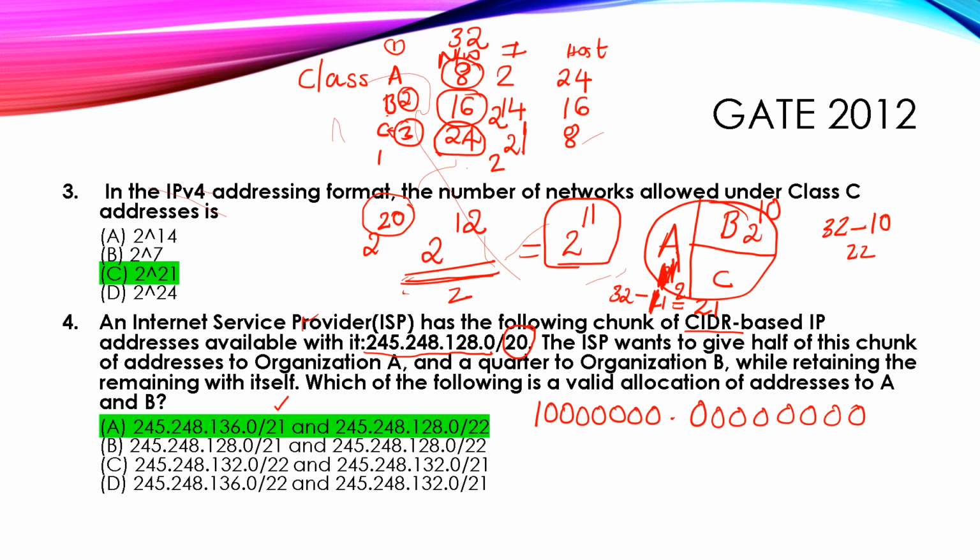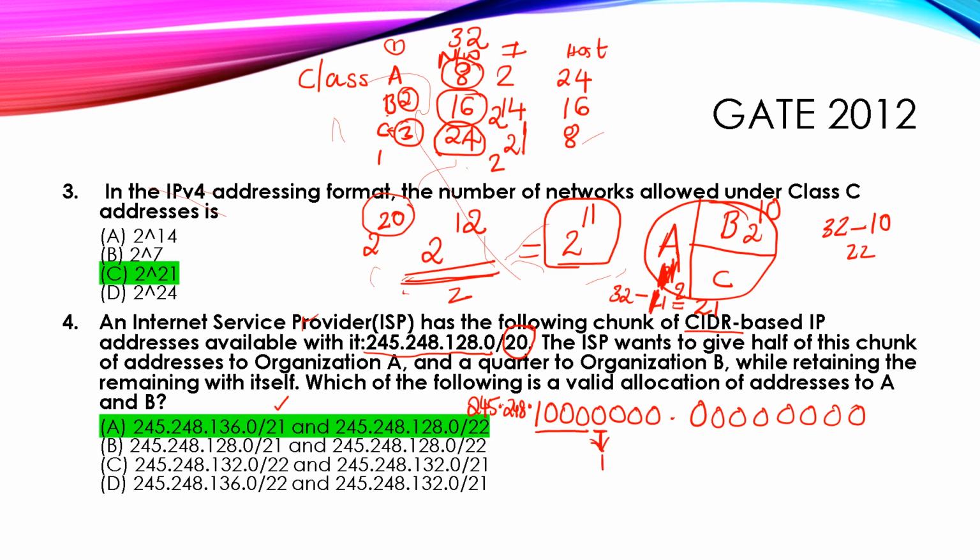I will explain once more. For organization A, the mask is /21. That means for the 245, 8 bits are there. For 248, 8 bits are there. So 16 are there, and 4 more bits are used for the ISP address. For organization A, we have used 21 bits as the network ID. So 20 bits are for network, and the remaining 1 bit will be for the subnet.